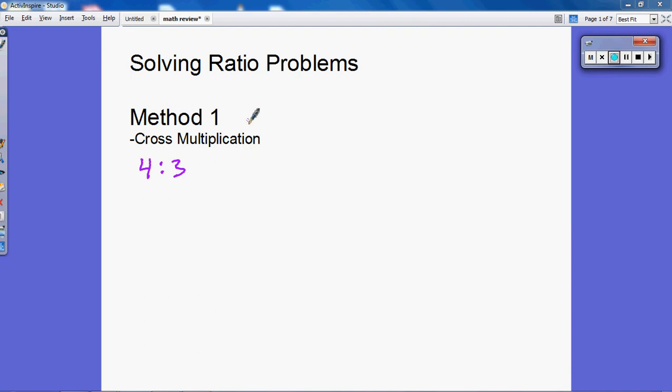The purpose of this video is to remind you of a few things you may have forgotten about setting up and solving ratios. For the purpose of this example, we're going to look at the ratio 4 to 3 and solve it using cross multiplication. First off, we're going to look at how we can write this as a ratio that we can use to solve problems.